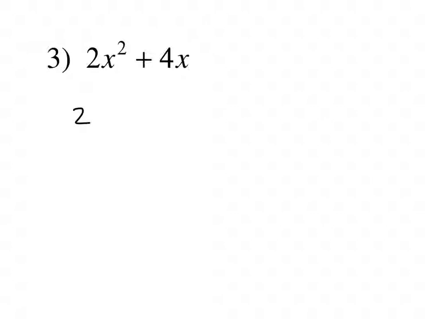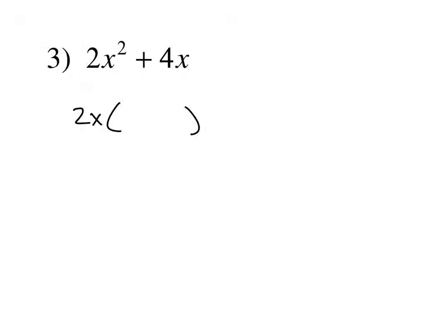How about now look at the variables, x squared and x. Anything common between x squared and x? X. So 2x is going to be my GCF, my greatest common factor. Boom, done. We didn't have to factor things out and circle stuff. Only do that if you have no clue how to start. Okay?